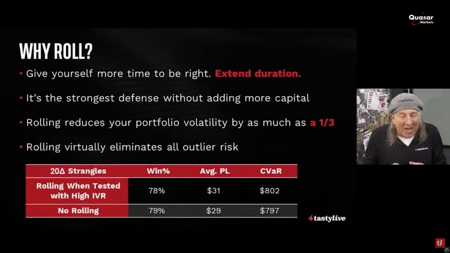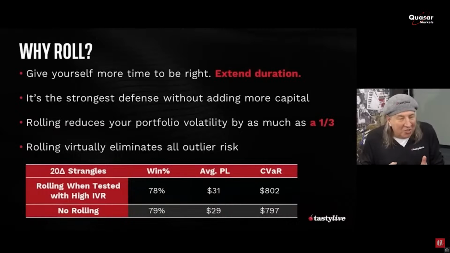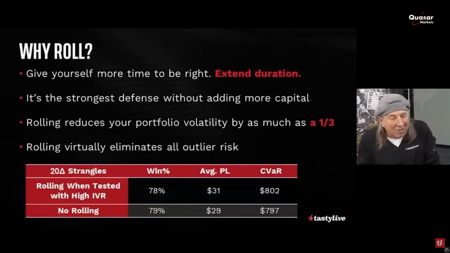In the case of the SPY, almost all of it, but in the case of individual equities, a lot of it. As you can see here, when we put a little example at the bottom, these are 20 delta strangles in the SPY. The win rates are about the same. The win rates never change, but the difference is that you make more money. They didn't put probably the best numbers in here for you to see, but generally speaking, your outlier risk goes way down. You make more money, your outlier risk goes down.